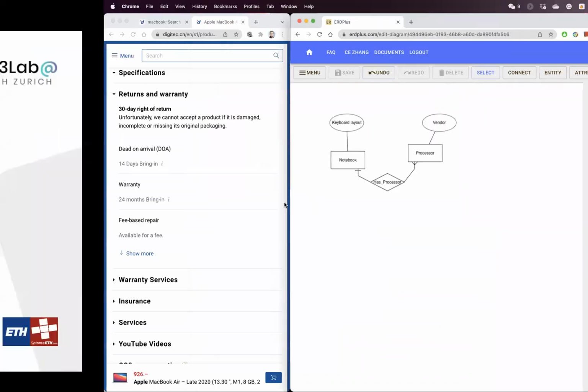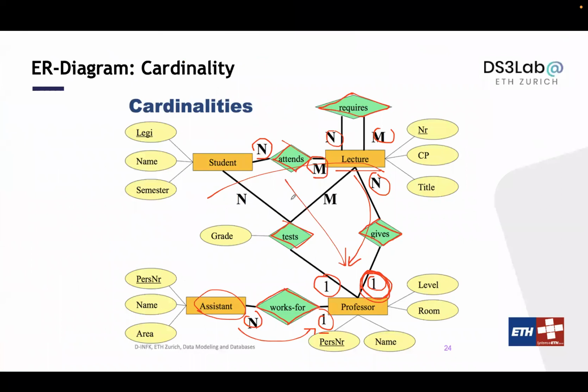So that's all we have for today. In the next lecture, we are going to talk about some other things you can do in an ER diagram. We are also going to talk about how to take an entity relationship diagram as input and map it into a relational model schema. So that's all for today.